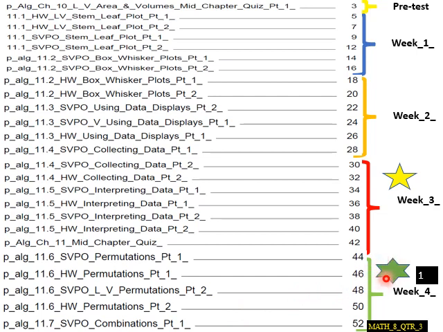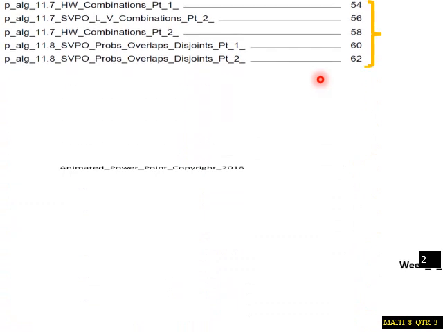And then week 4, we get into permutations, and then finally combinations on week 4. And there is a test. Your mid-chapter quiz is here, and then your quiz is here. So that would be what these symbols mean here. And then week 5, we have 11.7 homework, and then part 1, part 2 of 11.7 combinations, 11.7 combinations homework, which we go over in class.